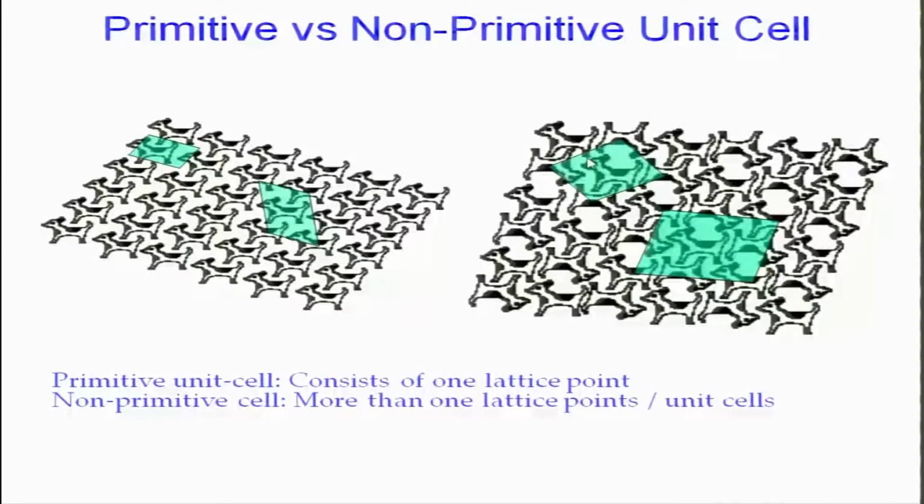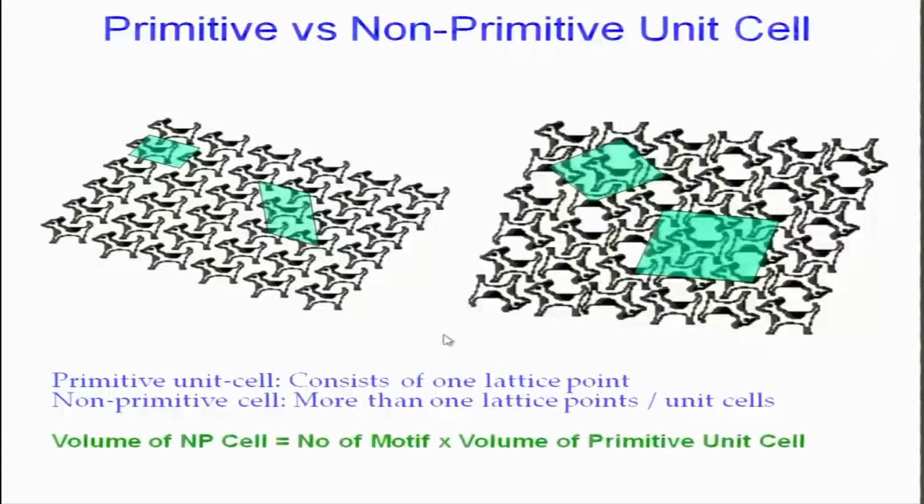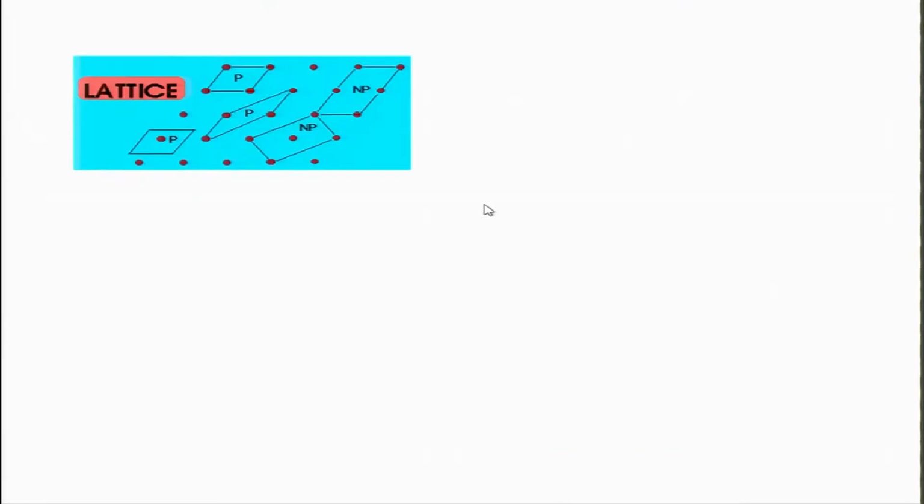Here in this case again, the primitive unit cell consists of 1 lattice point. However, 1 lattice point now consists of 2 atoms, A and B, or 2 animals, upside down and downside up. And the non-primitive one will consist of 4 animals, 2 upside and 2 downside. That is the difference between the primitive and non-primitive unit cells. So the volume of a non-primitive unit cell will be equal to the number of lattice points multiplied by the volume of the primitive unit cell. Actually, number of lattice points is a more precise definition than number of motifs, because a lattice point can be 1 atom or a group of atoms. So this is how the definition of lattice can be summarized.